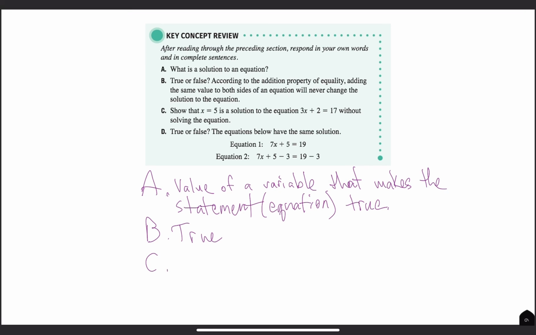All right, let's have a look at C. Show that x equals 5 is a solution to the equation 3x plus 2 equals 17 without solving the equation. Okay, they want us to show that it's a solution without solving the equation. So what could we do? We could check it. That's right. So we could say, well, 3x plus 2 equals 17. Well, that's 3 instead of x. We think the solution is 5. So let's plug it in and test it out.